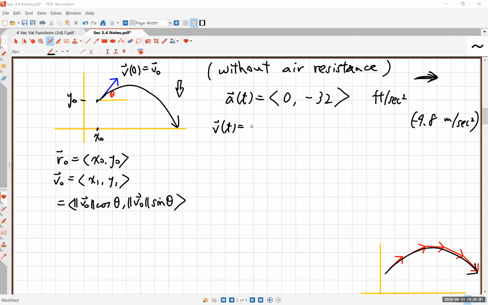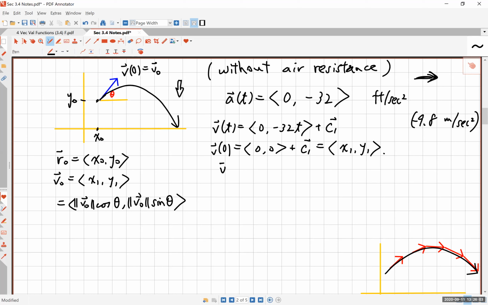All right, so what is the velocity? Antiderivative of 0 is 0, and then you have negative 32t plus some constant vector, okay? And so v sub 0 here, if you plug in 0, is 0, 0 plus c1, which is, of course, your x1, y1. And so the velocity vector is x1, which is a constant, okay, and then negative 32t plus y1.